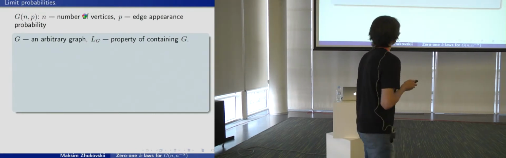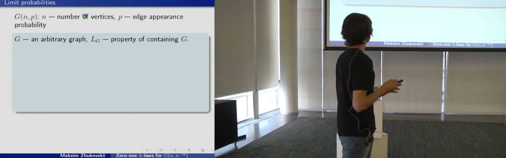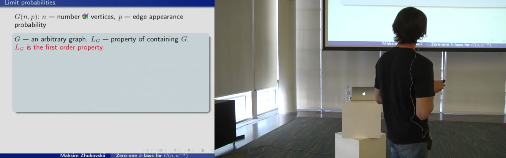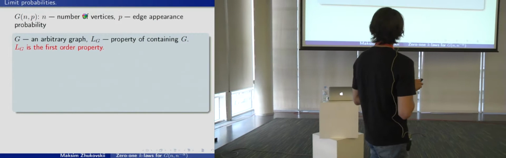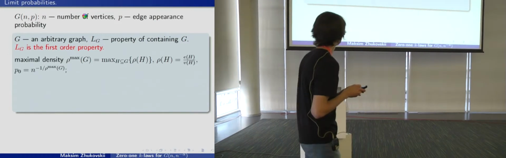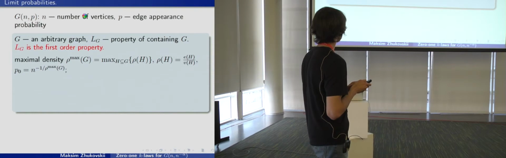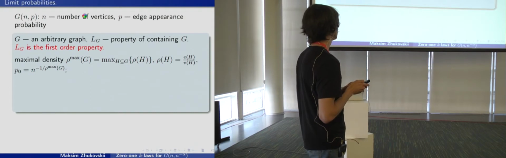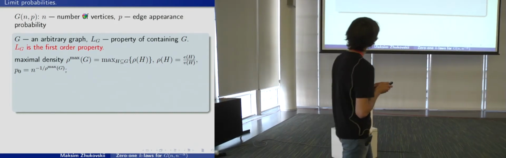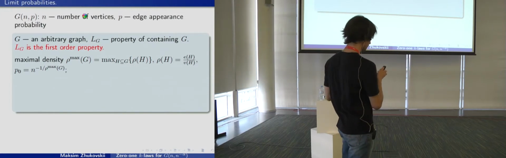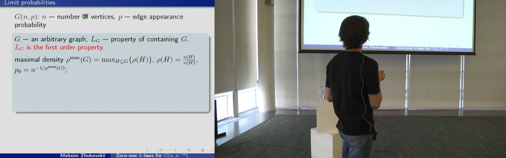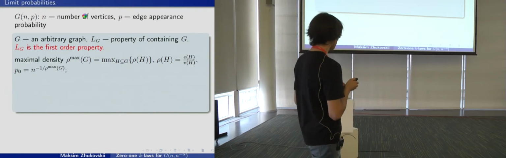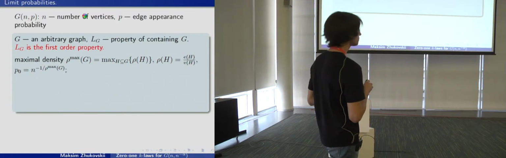So let's start from some simple properties. Let G be an arbitrary graph and consider the property of containing this graph. We denote it by L_G. And we consider the maximal density of the graph. It is the maximal value of this fraction, the number of edges of H over the number of vertices of H, and denote by p0 this function.